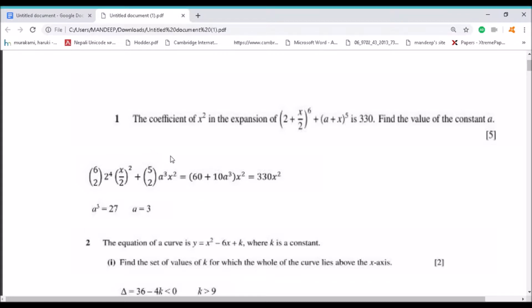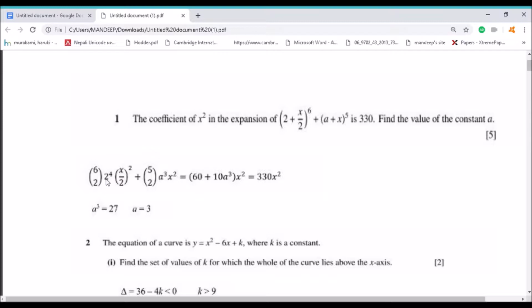Let's begin. The coefficient of x squared in the expansion of (2 + x)/2 to the power 6 plus (a + x) to the power 5 is 330. Find the value of constant a. So we have to find the coefficient of x squared. To get x squared in the first expression, you have to have power 2. So we write power 2.